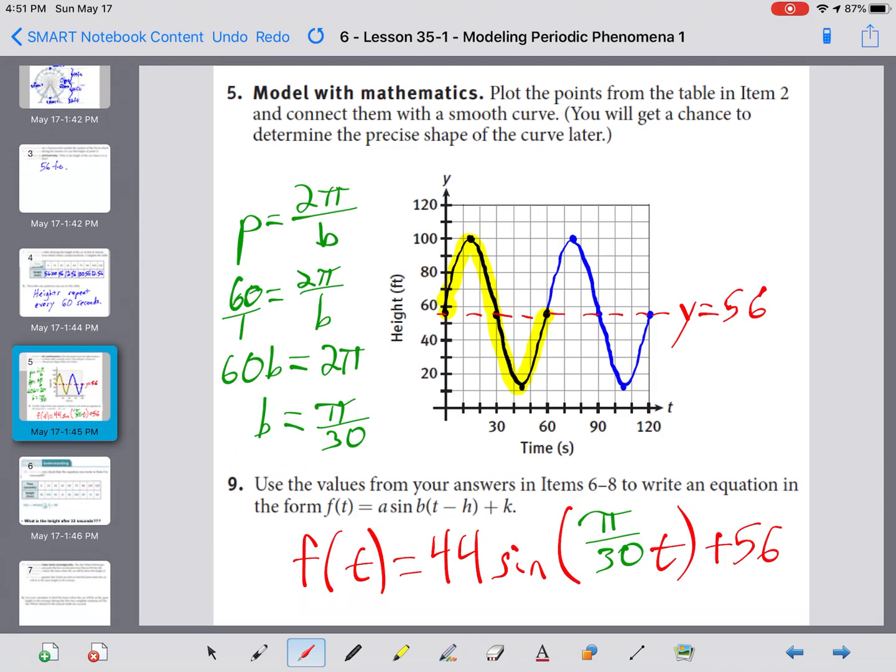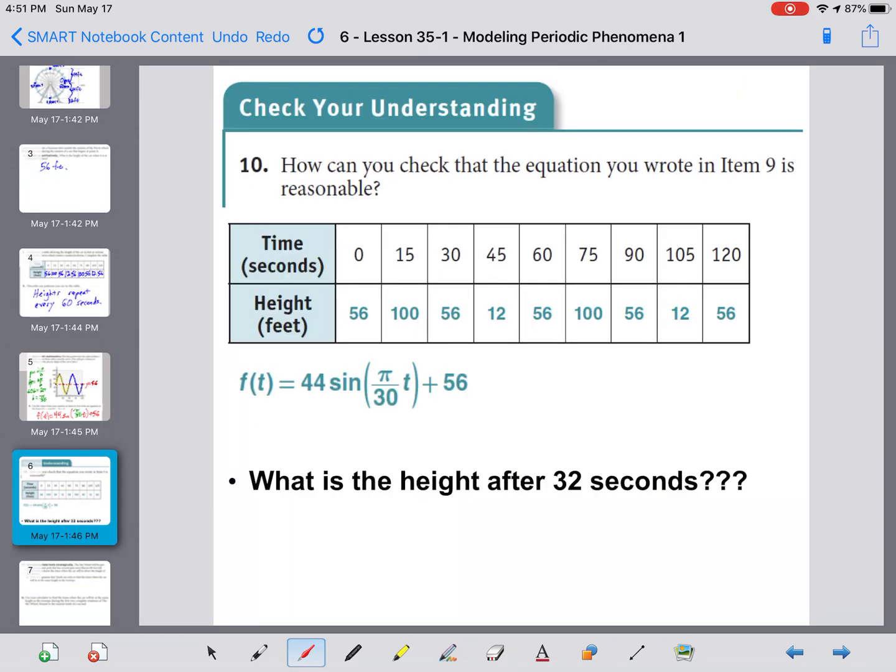Okay, now a few key skills to know here. What if we wanted to check our answer here? Number 10 says, how can you check the equation right here is reasonable?